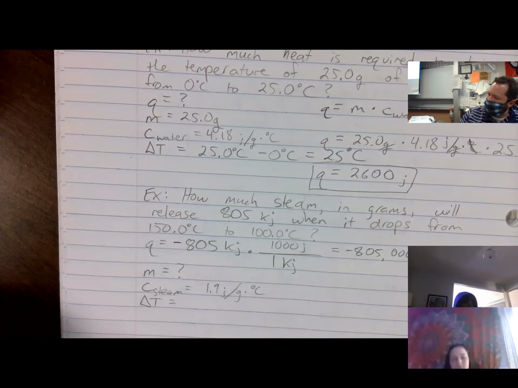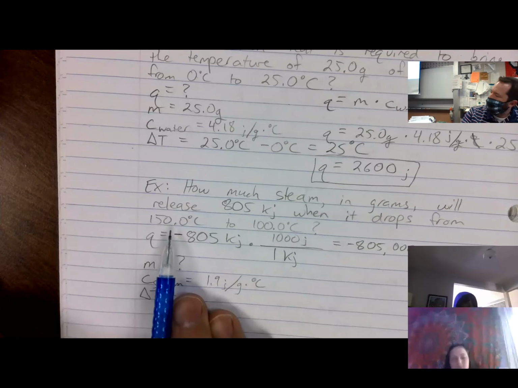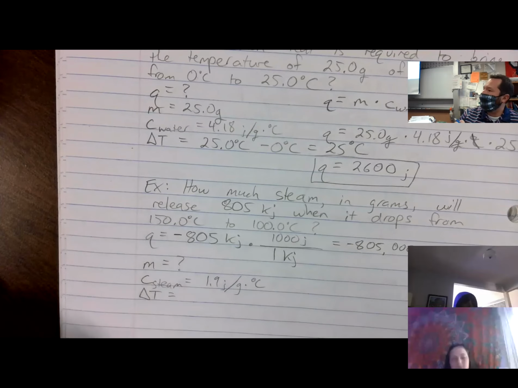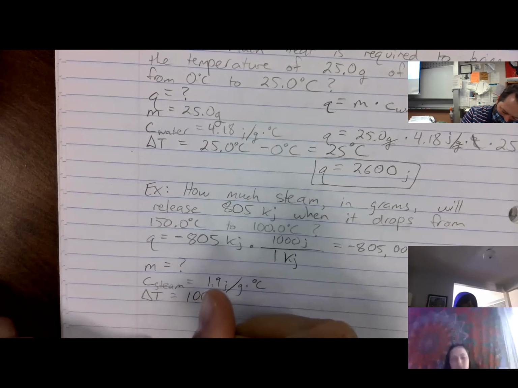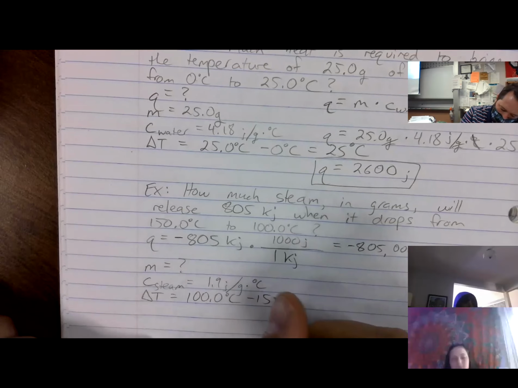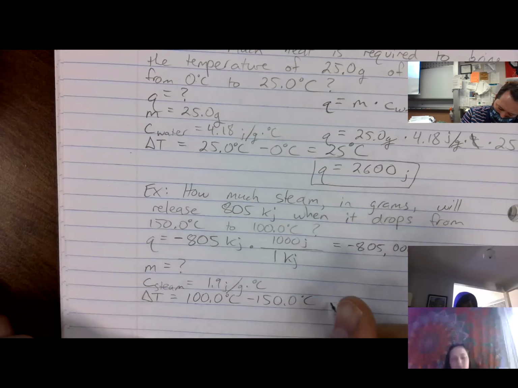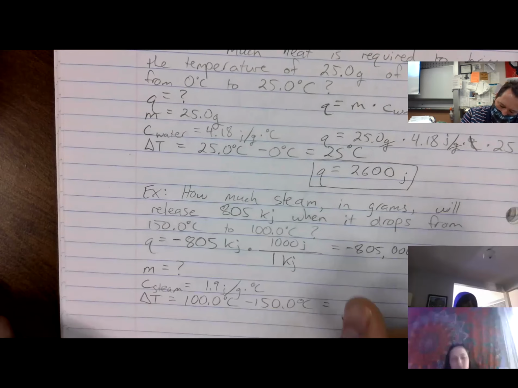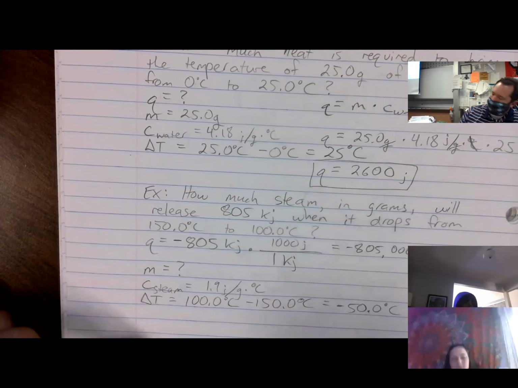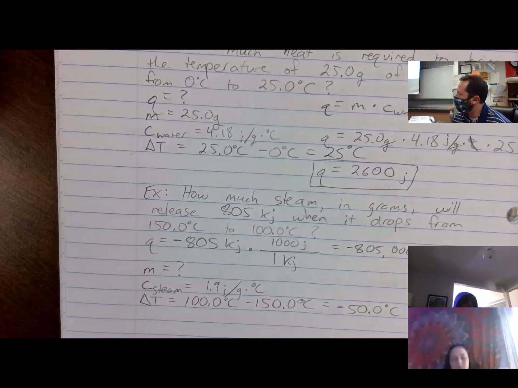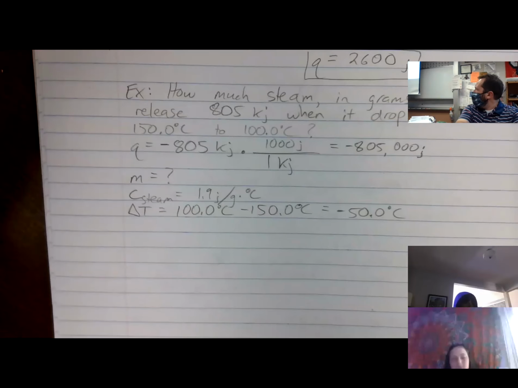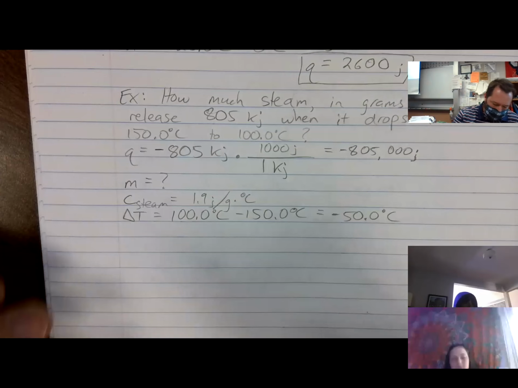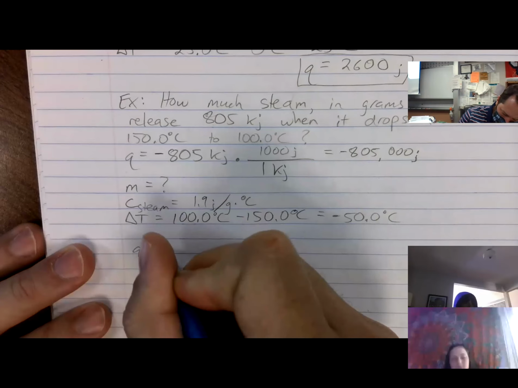And then finally, our change in temperature. We're going from 150 down to 100. Remember, final minus initial. Our final temperature is 100 degrees Celsius. We started at 150 degrees Celsius. That means our temperature change is negative. And that's okay. It's supposed to be. We've got a negative energy and a negative temperature. Those two should cancel out to give us a positive mass. All right, so we got our variables. Let's set up our equation and solve it.